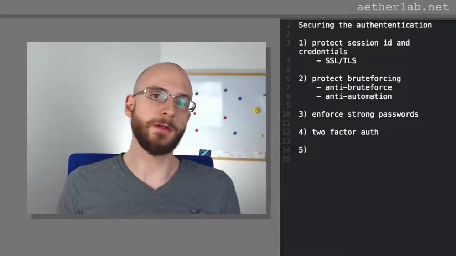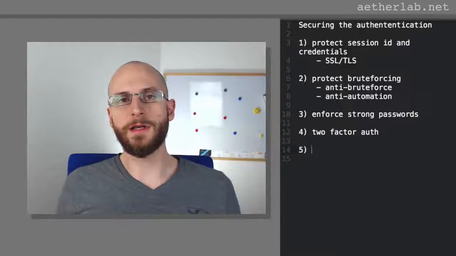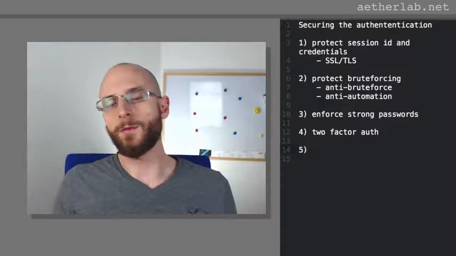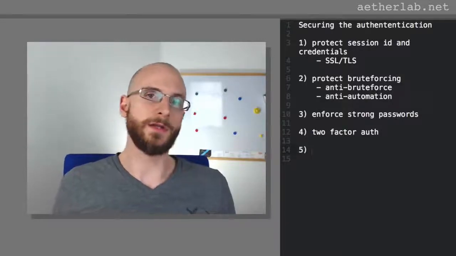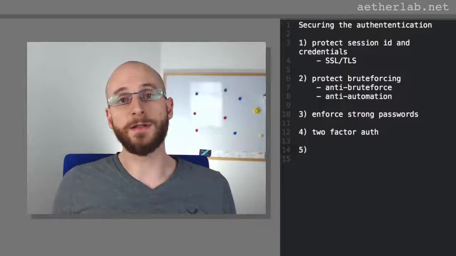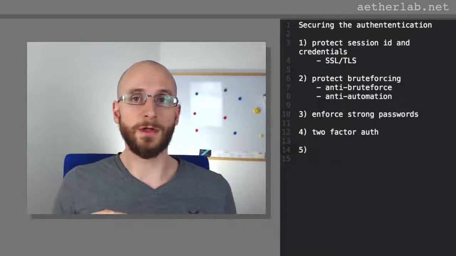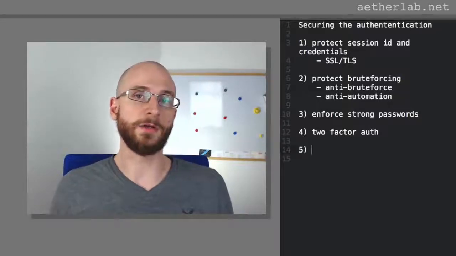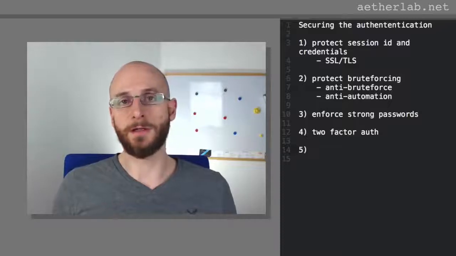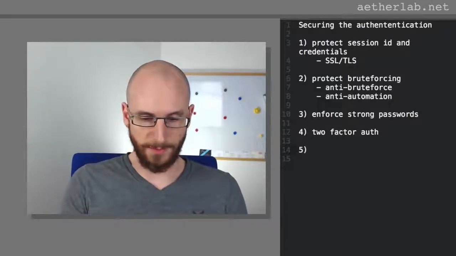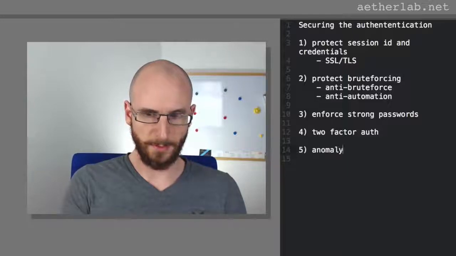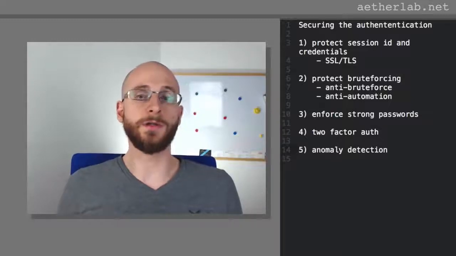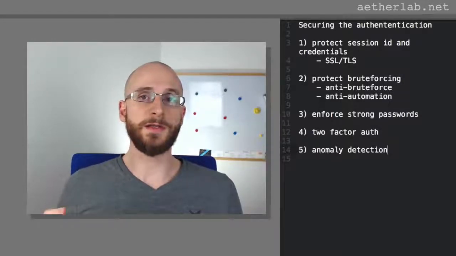And the fifth point is anomaly detection. So for instance, if you record a login from the same user in China and then 1 minute later another login from the same user in Germany, then probably there is something fishy going on. So you could respond by notifications, or you could use the two-factor authentication to make sure that it's the correct user or something like that. But anomaly detection always helps.